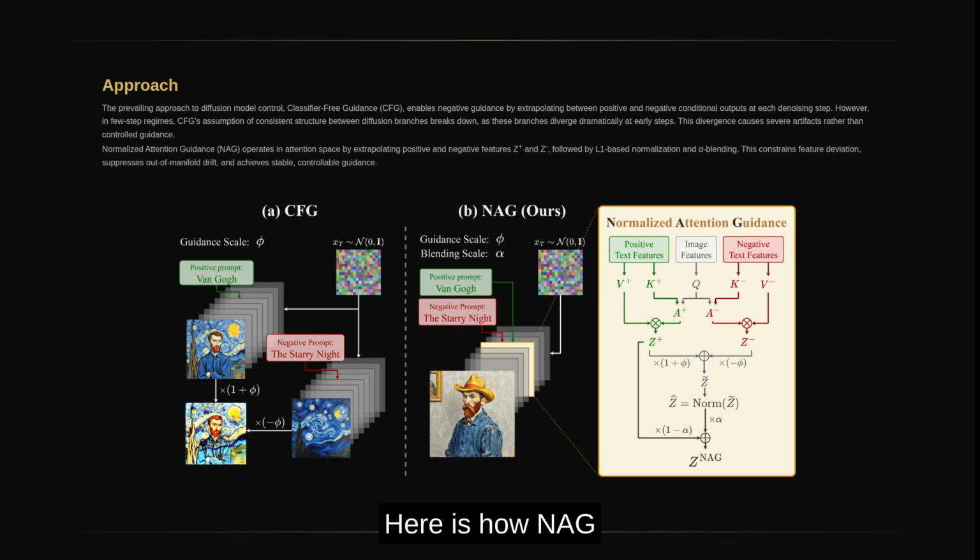Here is how NAG works under the hood. First, it computes what we call positive features, Z+, and negative features, Z-. Think of this as attention signatures. Z+ captures how your positive prompt influences attention, a bird. Z- captures how your negative prompt would influence attention, a red bird.